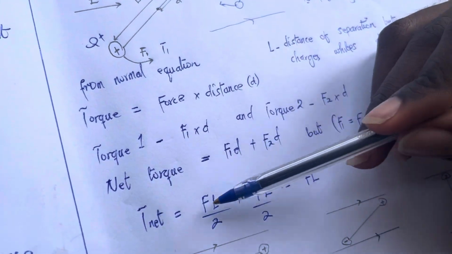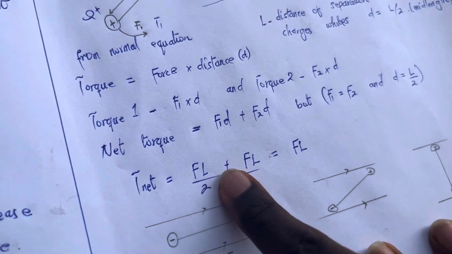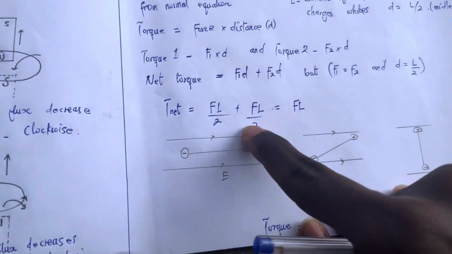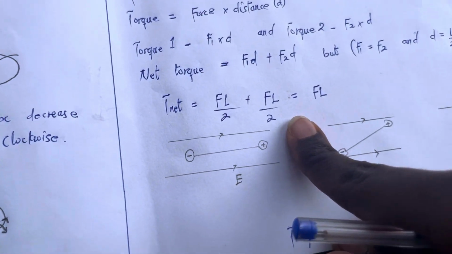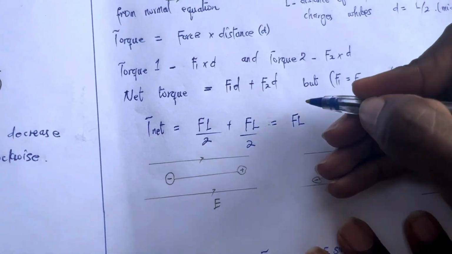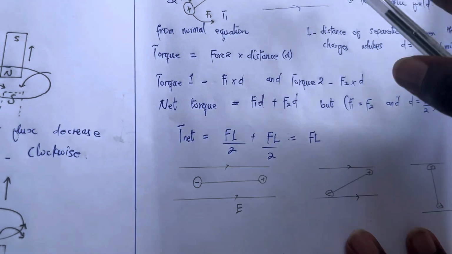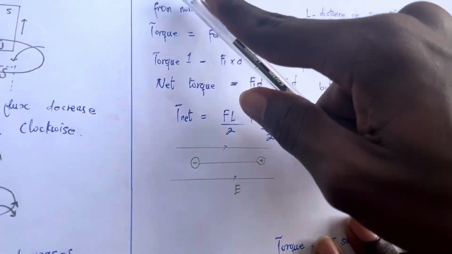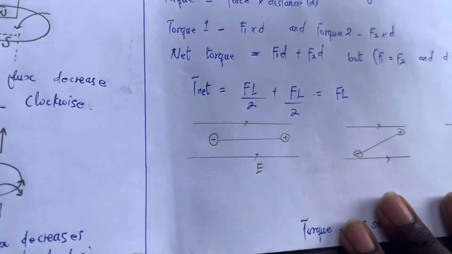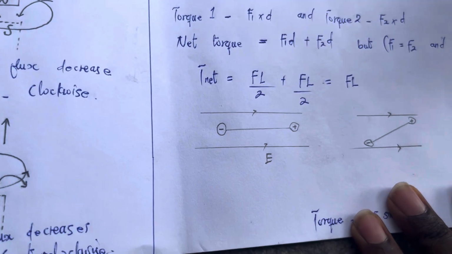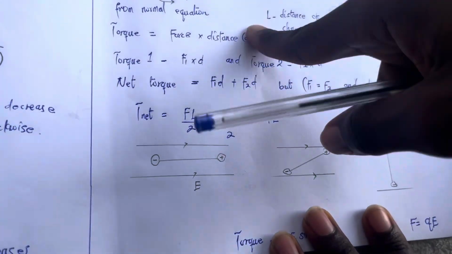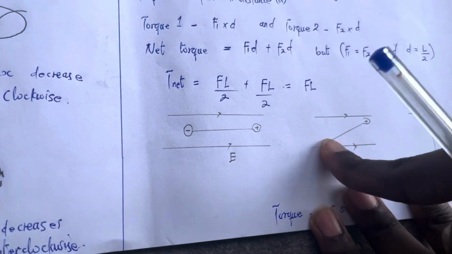So at the end of the day, we are going to get force times L over 2 plus force times L over 2. When you add these two, you are going to get force times the length. So when they ask you to find the net torque, just know it is the length between the two charges times one of the forces, because at the end of the day, the forces are the same.